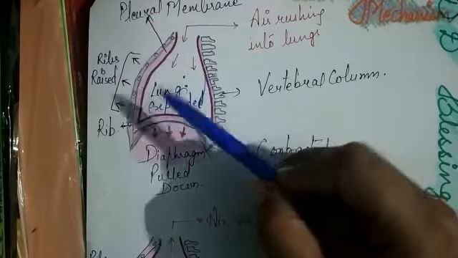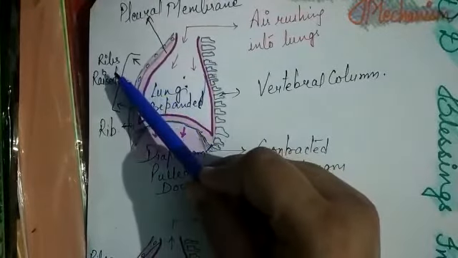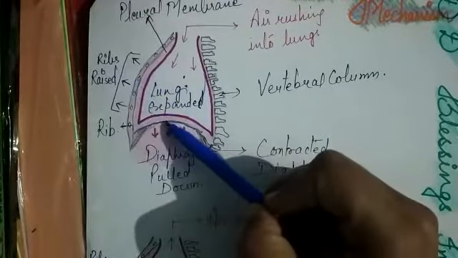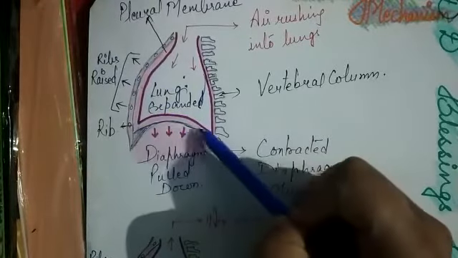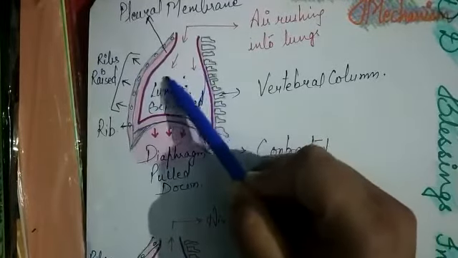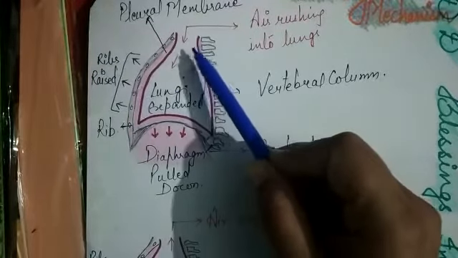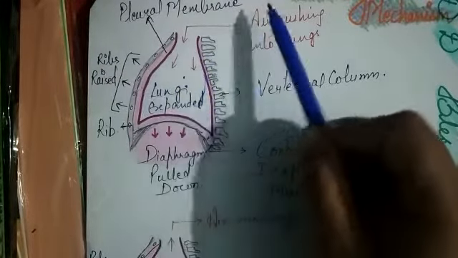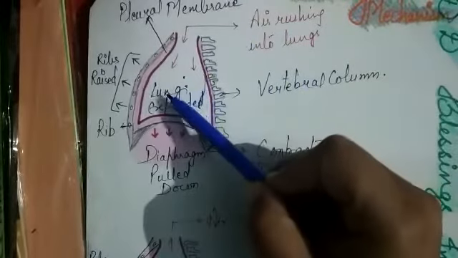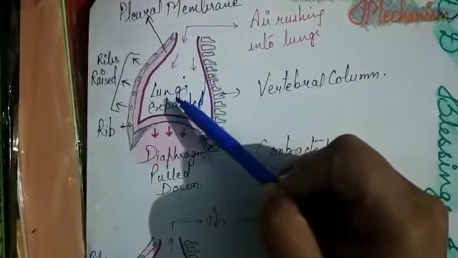Again I repeat, the ribs raise outward. The diaphragm comes down due to contraction in these muscles and the lung cavity increases in size. Due to this increase in size, there's an internal pressure which pulls the air inside. This is called breathing in.